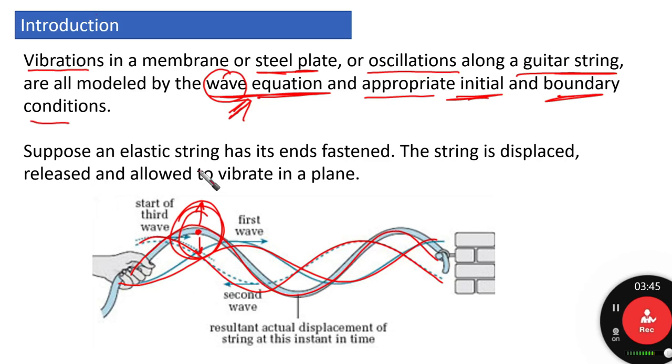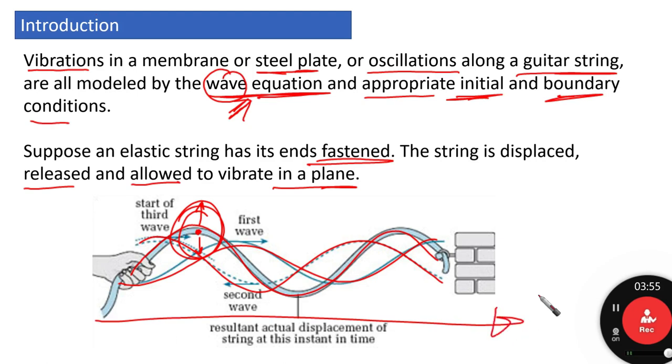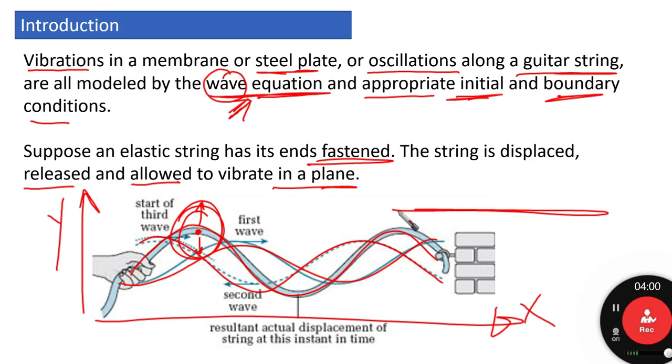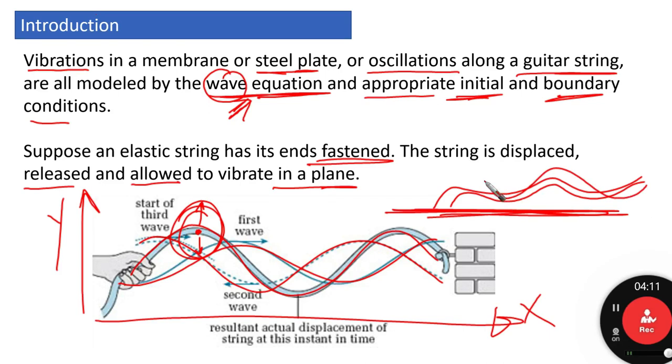Okay, suppose an elastic string has its ends fastened. The string is displaced, released, and allowed to vibrate in a plane, which is this plane, for example, where this is X and this is Y. Or if you are lying by the beach, for example, and you see waves approaching you, you're going to find that the waves change with time. They are not fixed, right? So that's what we want to describe with a mathematical model.